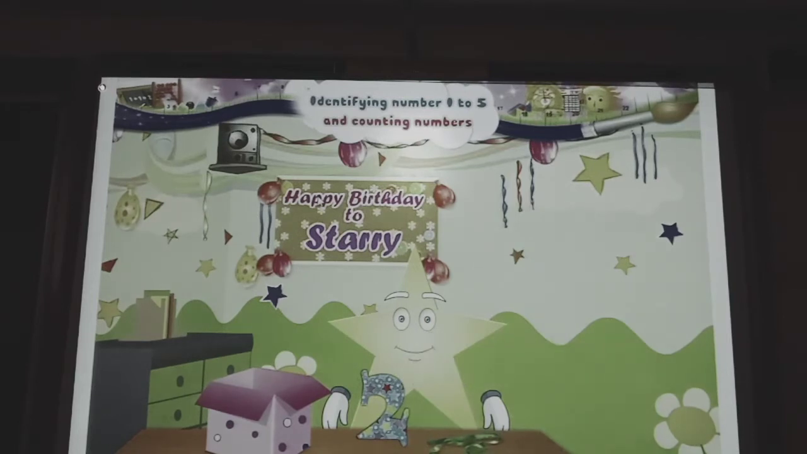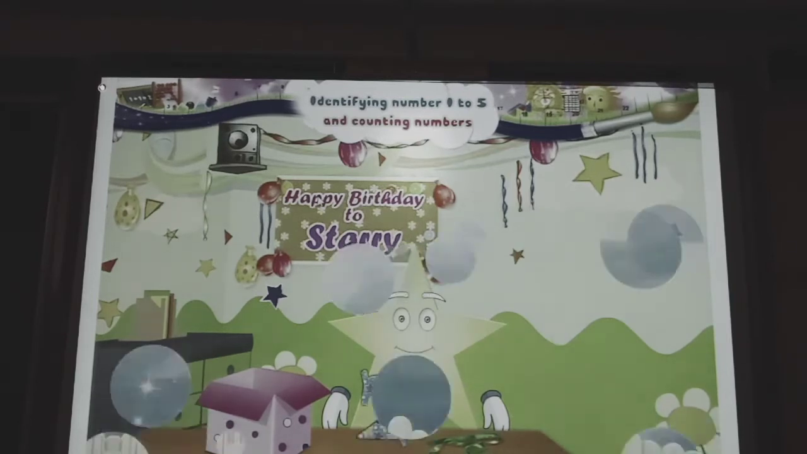Let us see. How can two help us count? Look at these fruits kept neatly arranged. Let us count the mangoes. Here we have one mango. Here are one, two mangoes.